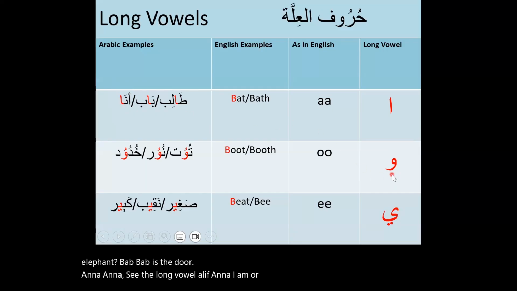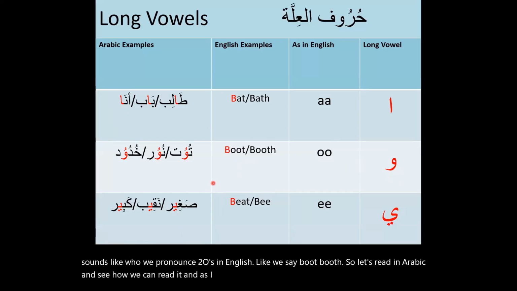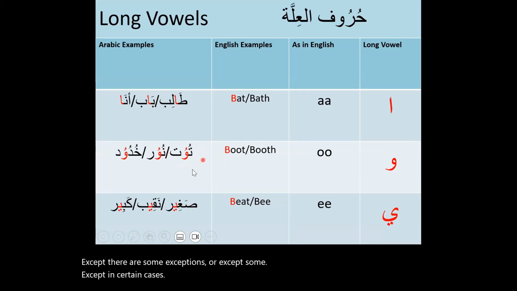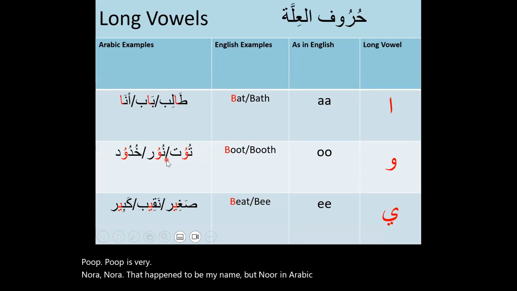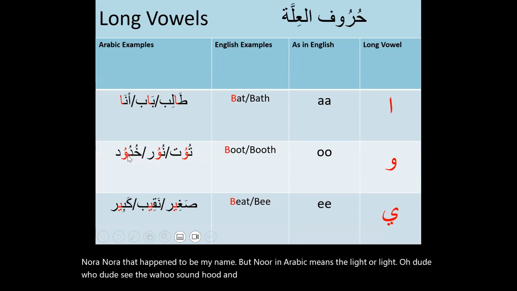So let's go to the long vowel wow. It sounds like two O's in English, like we say boot, booth. Let's read in Arabic and see how we can read it. And as I said, Arabic is a very phonetic language. Toot is berry. Noor, that happened to be my name, but Noor in Arabic means light. Hudud. See the woo sound. Hudud is cheeks.